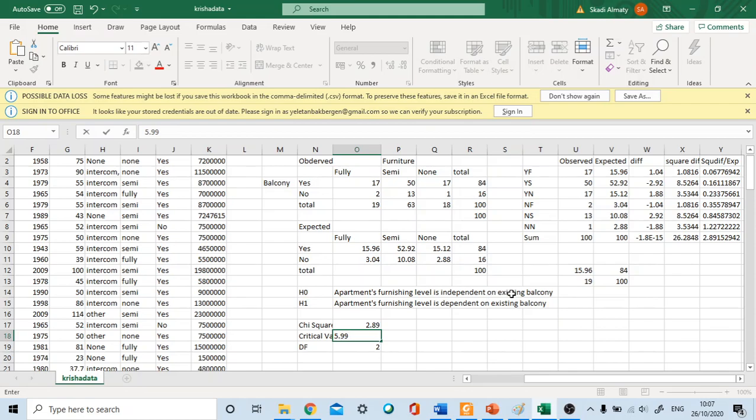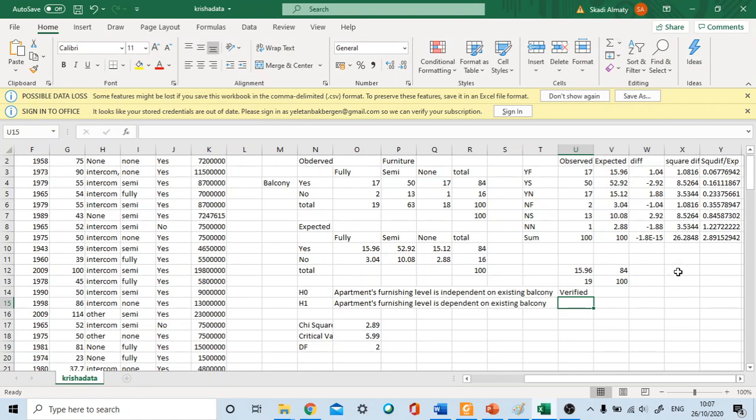It means that apartments and furnishing are independent. It's verified. It's true. We can conclude like that.